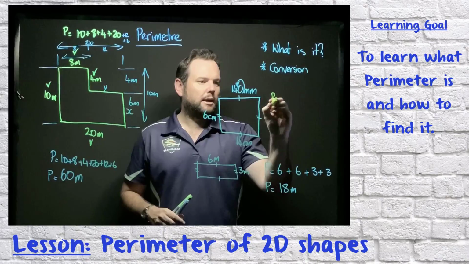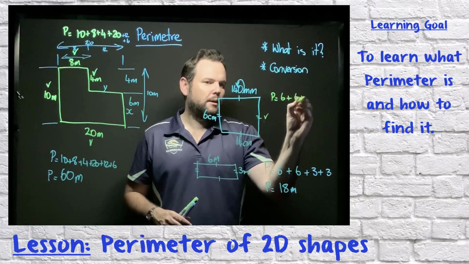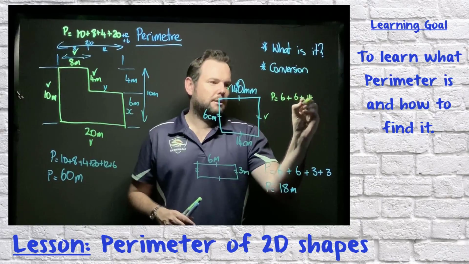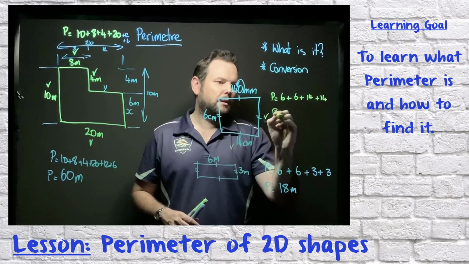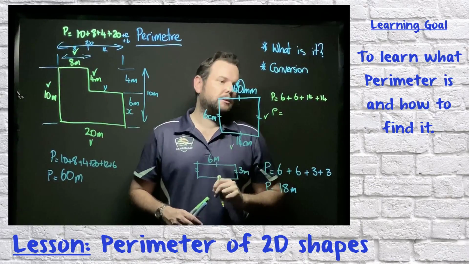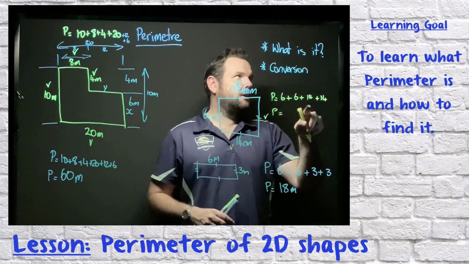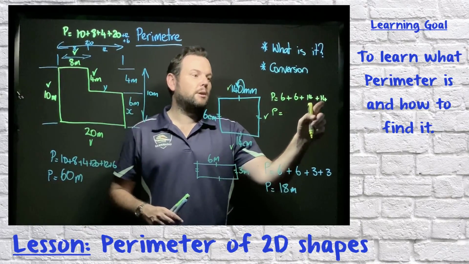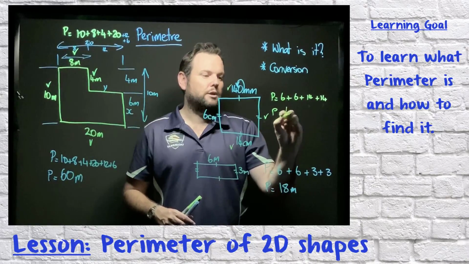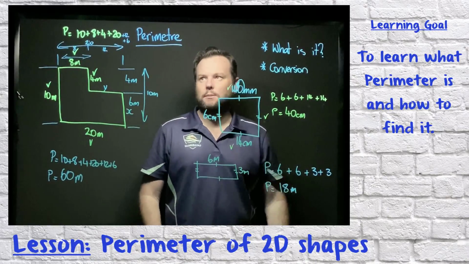So perimeter equals 6 plus the 6 over here, plus the 14 centimeters, and plus this 14 centimeters, okay? 6 plus 6 is 12, plus 14 gives me 26, plus another 14 gives me 40 centimeters. So my perimeter there equals 40 centimeters.